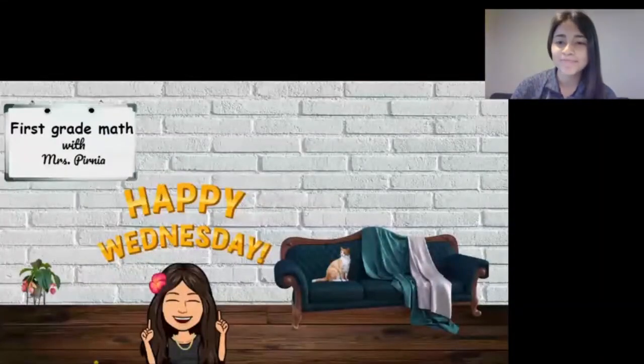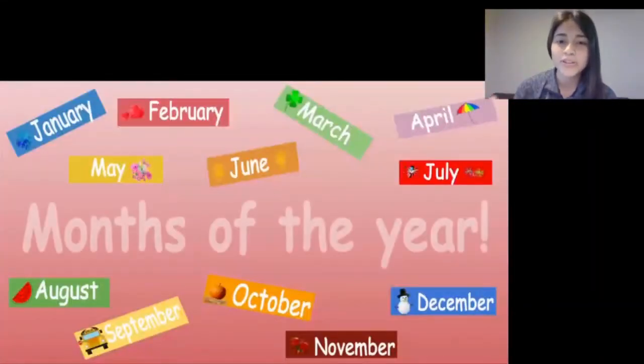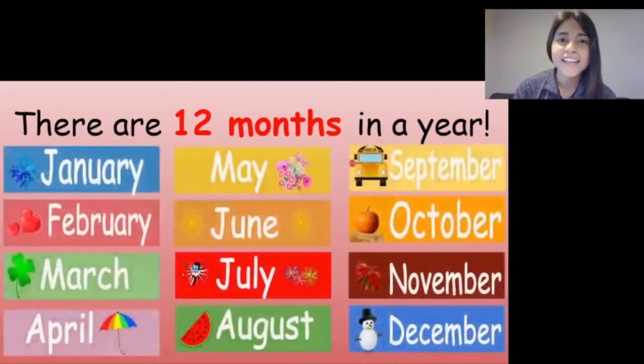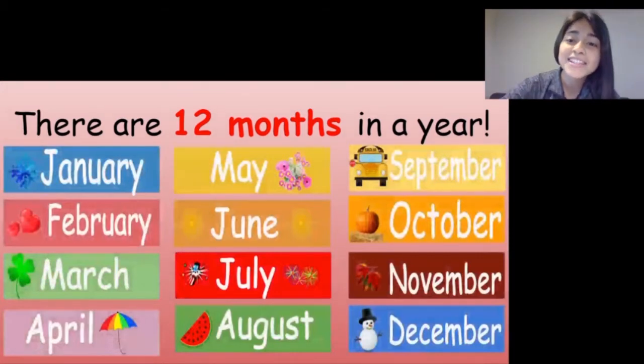Here we go. We're going to start with our months of the year. There are 12 months in a year. Can you find which month comes right after September? Usually we sing January, February, March, April, May, June, July, and August, September. What comes next? That's it. The next month is October, and October is right here.